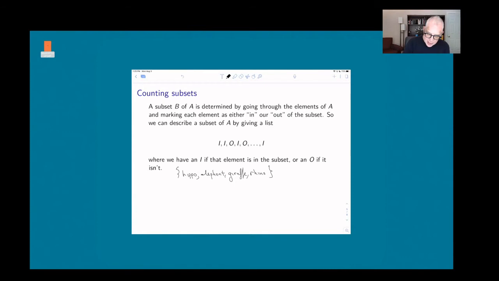And the way I'm going to make a subset, let's say I want to keep hippo, so I'm going to write I under hippo, meaning in, and I'm going to keep elephant, but I don't want giraffe or rhino. So I I O O corresponds to the set hippo, elephant. So by listing, for each element of the big set, which elements I want to put in the small set and which elements I don't, I can describe a subset.